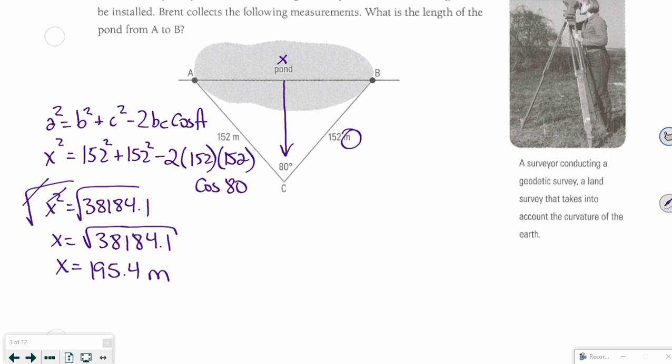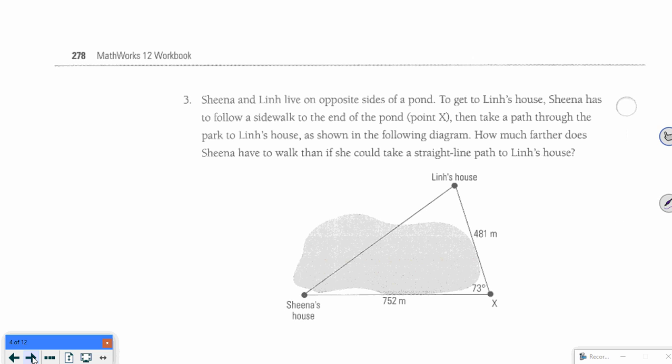Okay, one more side length type question on the next page. So it says Sheena and Lynn live on opposite sides of a pond. To get to Lynn's house, Sheena has to follow a sidewalk to the end of the pond, point X. Then take a path through the park to Lynn's house as shown in the following diagram. How much farther does Sheena have to walk than if she could take a straight line path to Lynn's house?